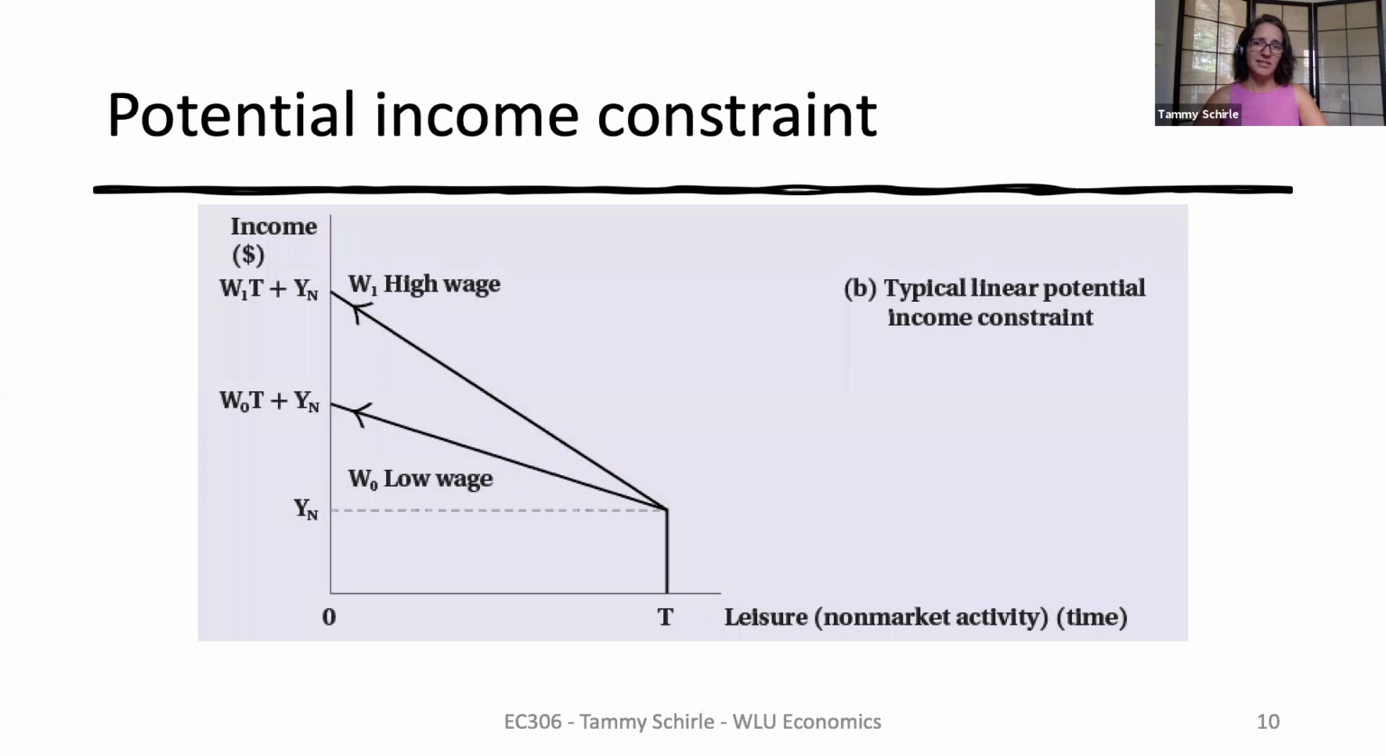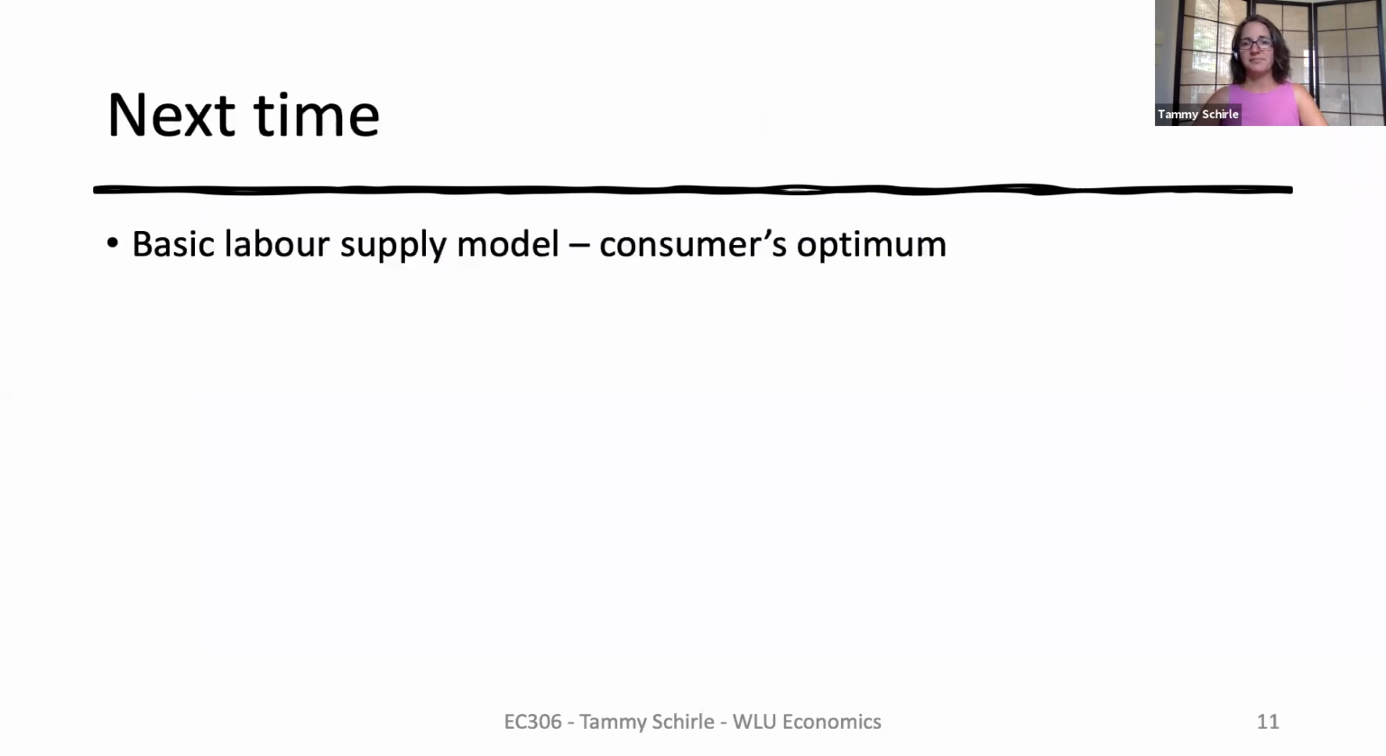But for our purposes, we are mostly going to work with the simple linear constraint. We are going to see what happens when we change different parts of it by changing the wage rate, as you can see here, or by changing the amount of non-labor income that is available. Though incredibly simple, this linear constraint has proven a very useful tool.